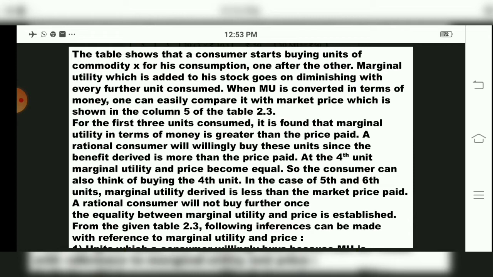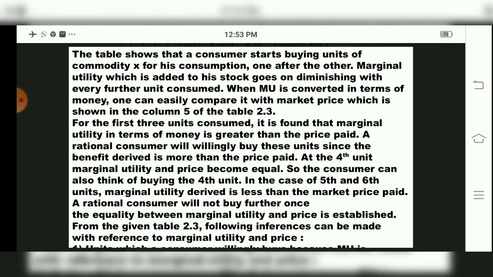We also studied that marginal utility which is added to the stock goes on diminishing. See, we have studied 10, 8, 6, 5, 4. This goes on diminishing with every unit we consume. So when marginal utility is converted in terms of money, we can easily compare marginal utility with the market price, and that we studied according to the table.